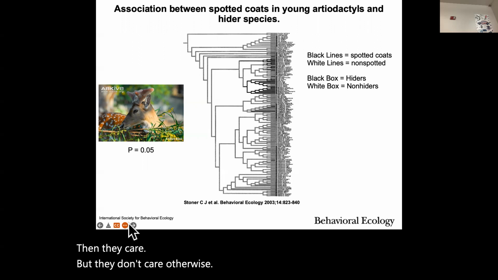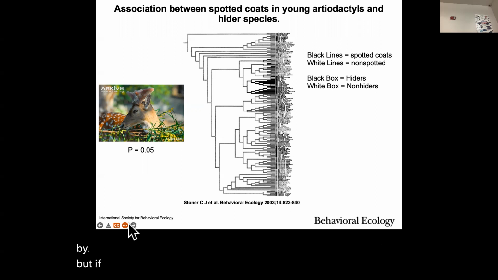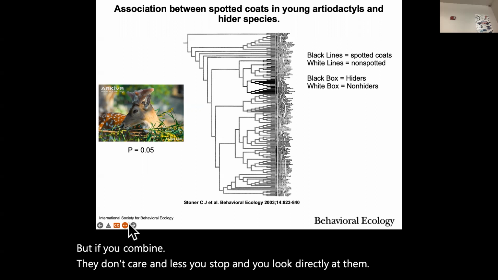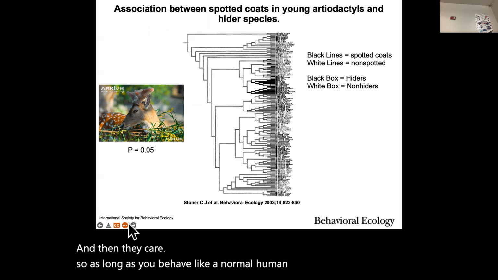Are squirrels on this campus? They don't care. More often than not, even when they're barking, they're not barking at us. They're just sort of barking at something else. They're good about a call if a hawk comes by. But if you come by, they don't care. Unless you stop and look directly at them, and then they care. So as long as you behave like a normal human behaves, fine.